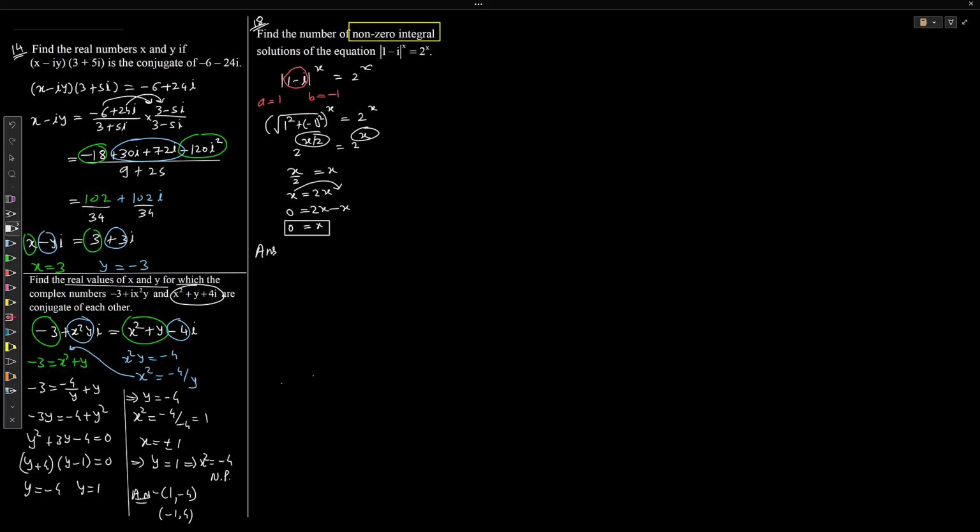So what is your answer? What are we supposed to find? The value of x which is non-zero and an integer. But the only possible solution is 0. So your answer must be that there is no non-zero integer which satisfies this equation. Correct? x equal to 0 is not your answer. The question should specify this. I don't know why such a question was asked, but your concept will become clear, right? Okay.